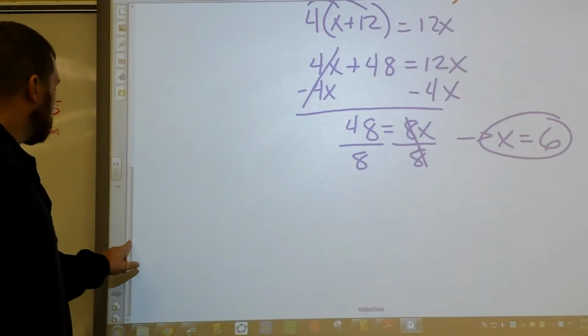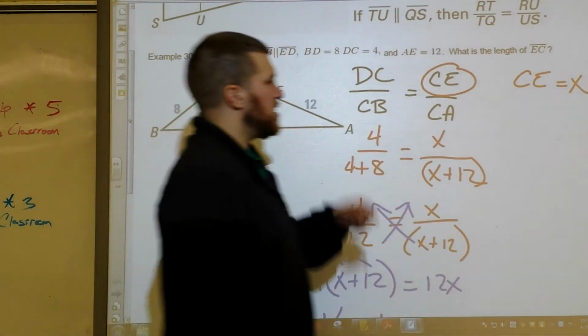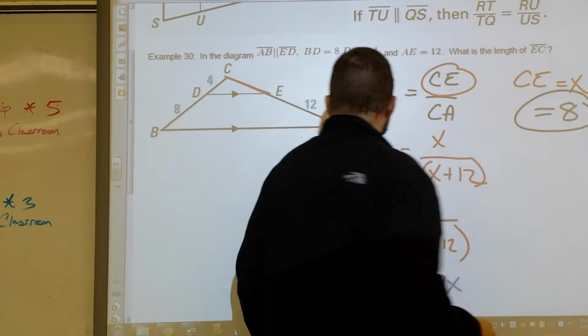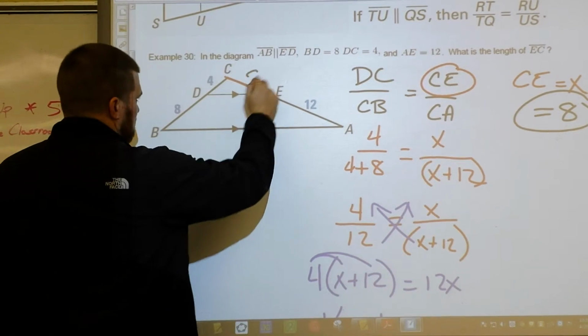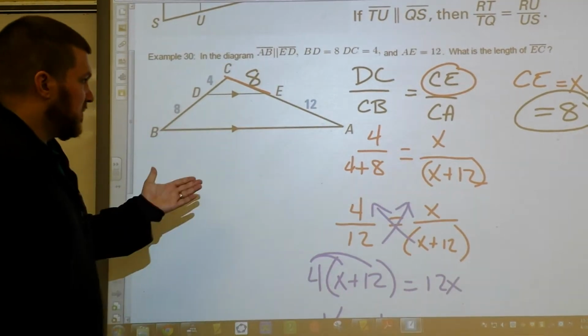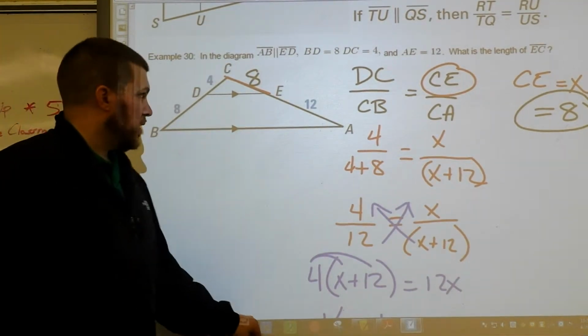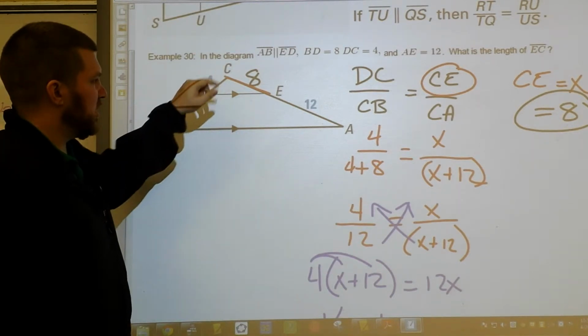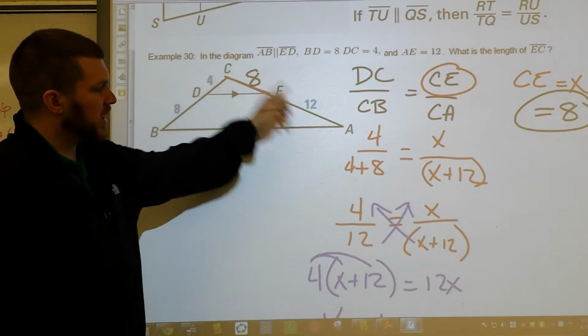So I'm going to go back because I made a rule, x equals CE, which was exactly what I was trying to find. So CE equals 6. I'll plug that into my picture. Okay, and that's it. No big deal. You just have to remember the rule: short side compared to total side is equal to short side compared to total side.